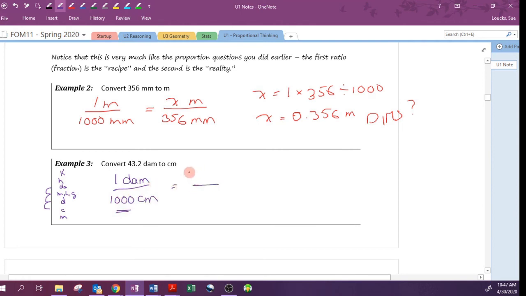And my decameters go on the top because that's where my decameters are. 43.2 decameters gives me X centimeters. So X equals 1000 times 43.2 divided by 1, and X equals 43200. Sorry, that's not the answer that I have in my answer key. I have a 4 there. Oh, I went to millimeters.